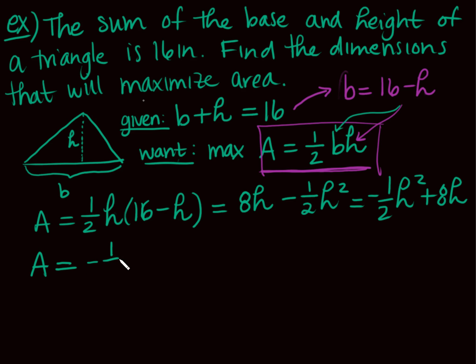A couple of things. I got a quadratic. That's good news, because I know I want a quadratic. The other good news is that this negative right here tells me it's a quadratic opening down, which in turn tells me that I have a maximum.